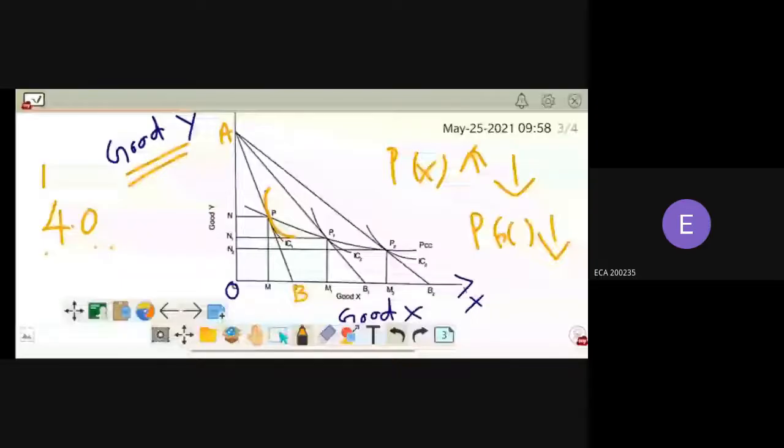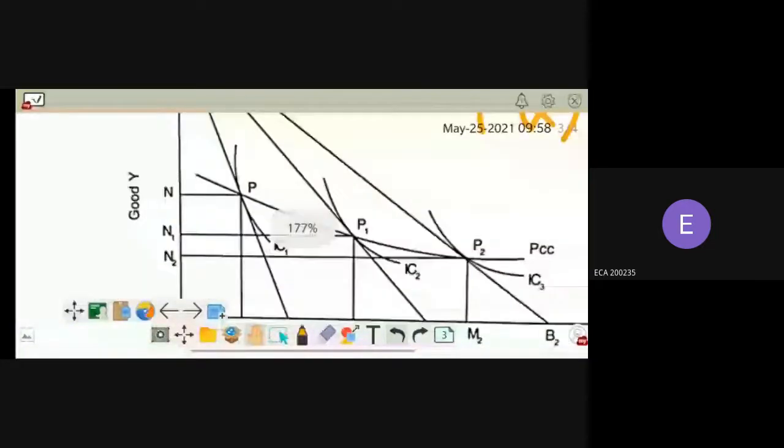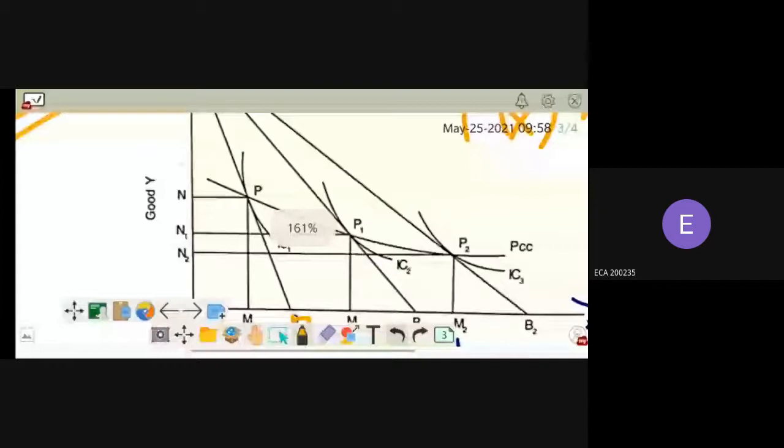Indifference curves show higher levels of satisfaction. Okay, so sorry. So these are the indifference curves, that is IC1, IC2, and IC3. So these are the indifference curves.